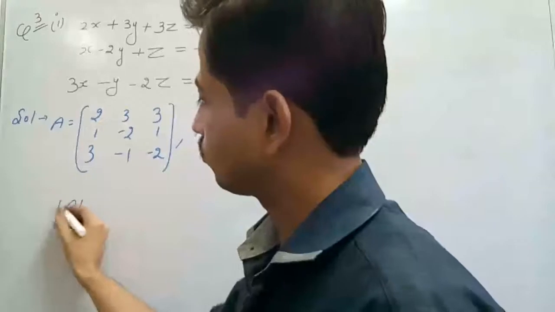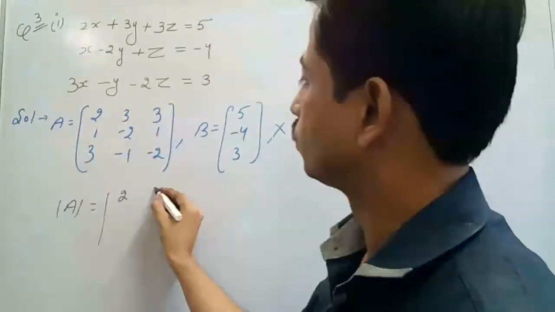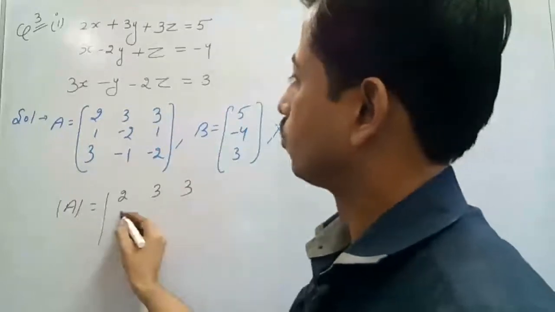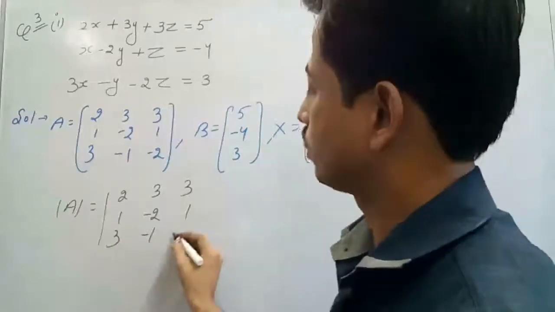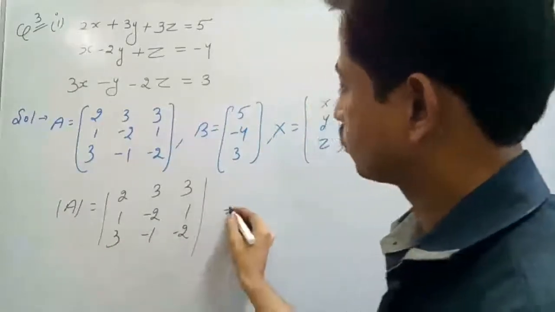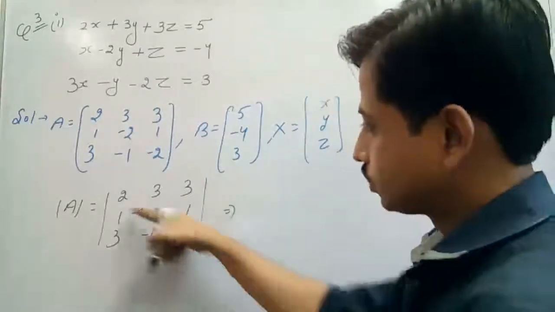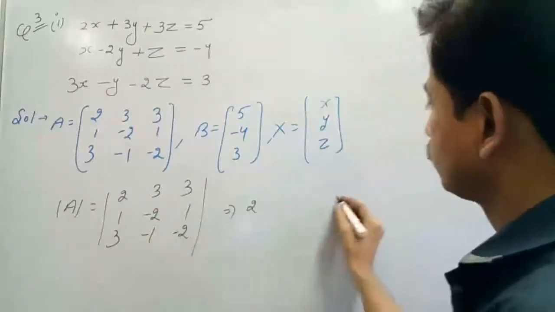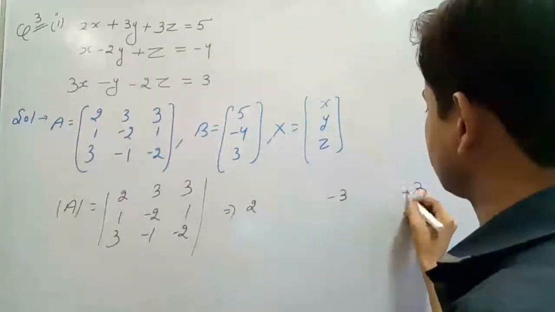Now the step is to check whether the matrix is singular or non-singular. We have to find out the determinant of A. Now solve this. 2, 3, 3. 1, minus 2, 1. 3, minus 1, minus 2. Now solve. I am going to expand along R1. So you have to write these elements. 2, 3, 3. This is positive, this is negative, this is positive.